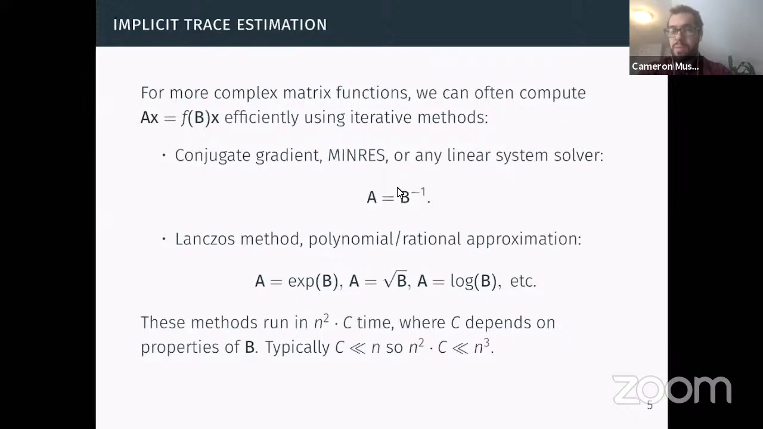So you can think about them as running in N squared times C time, where C is your number of iterations. Typically, C is going to be a lot less than N, and so this is going to be a lot cheaper than computing out these functions explicitly in N cubed time. These are just some examples of cases when I can much more efficiently compute matrix vector products with the matrix than I could compute the matrix out explicitly.